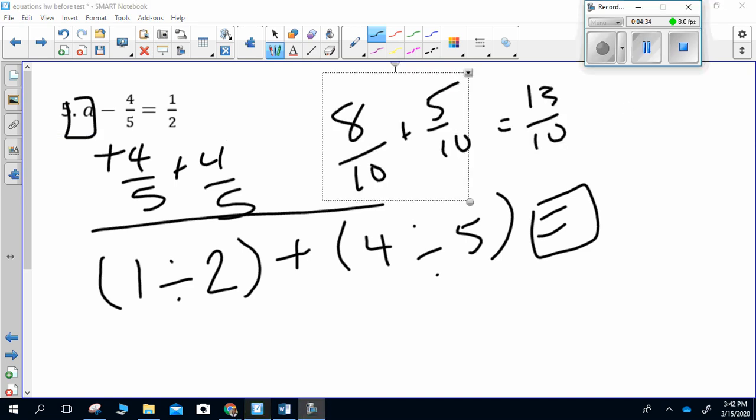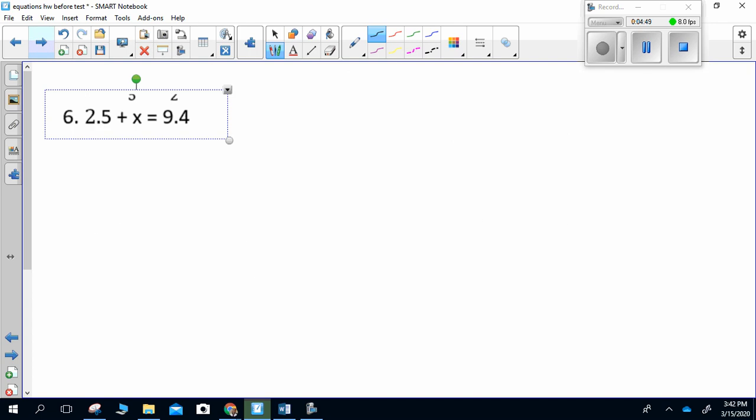So when you add that up, you're going to get 13 tenths. Well, you'll probably get 1.3, which is 1 3/10, because that's what 13 tenths equals. All right, next question. We've got 2.5 plus x equals 9.4.